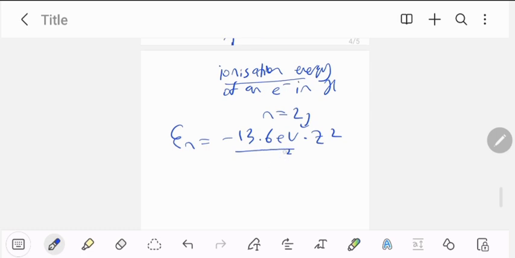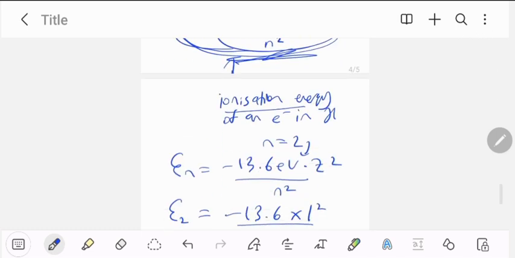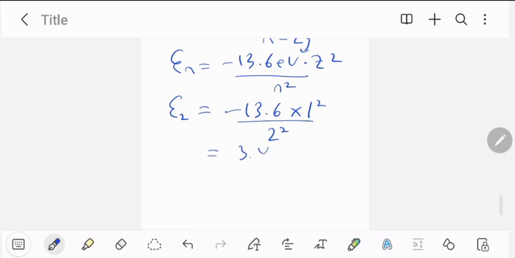You simply plug in N for 2. So E sub 2, the ionization energy of the electron in the second shell. Ionization energy, remember, is the energy required to ionize the atom. Ionize means to knock off the electron. It's just minus 13.6 times Z squared, so Z is 1 squared, divided by 2 squared. And putting that into your calculator, you get 3.4 electron volts.